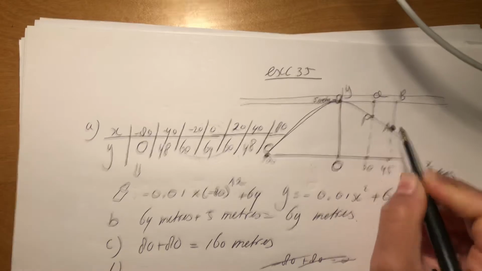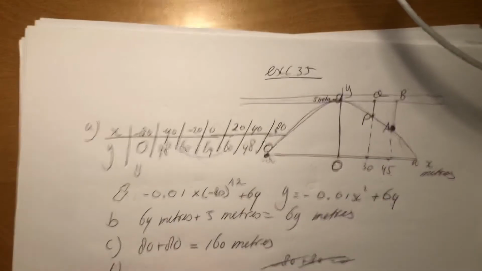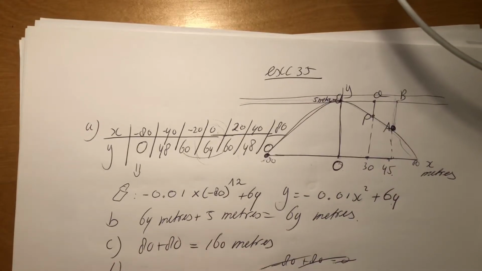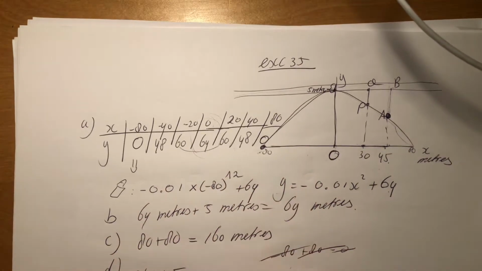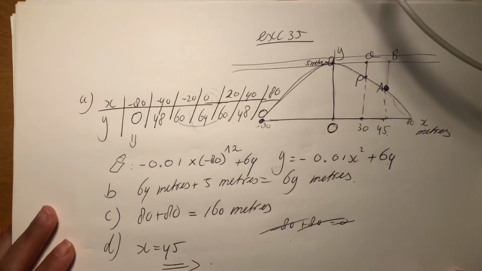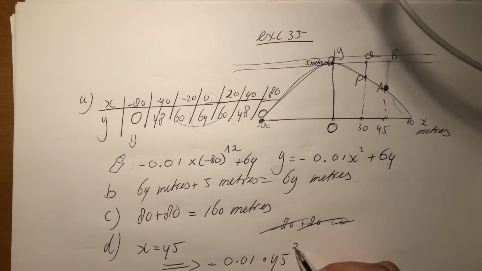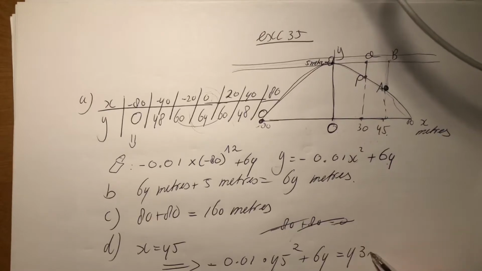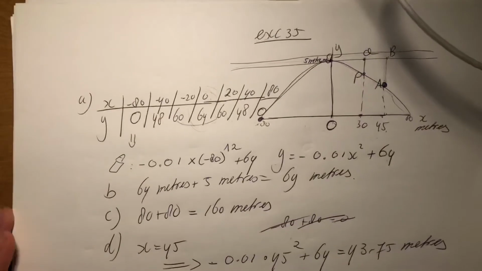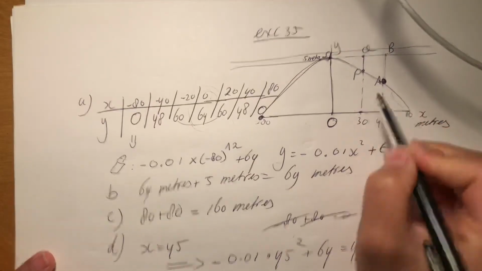So we fill in x is 45. Please fill it into your formula. It's not here in the table. You get minus 0.01 times 45 to the power of 2 plus 64. Pause the video. And if you do it correctly, you will get 43.75 meters. This is really nice. You only have point A.